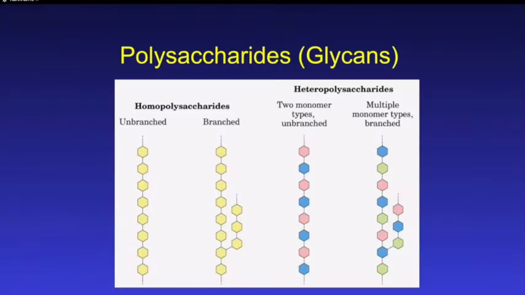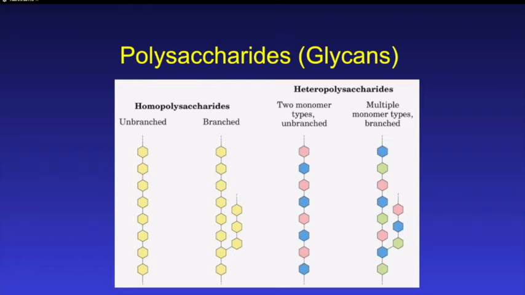Polysaccharides can be found in two forms. One is called homopolysaccharides, the other is heteropolysaccharides. As you can see, the homopolysaccharides would be a polymer of a single sugar, and we can have unbranched and branched. And then heteropolysaccharides are polymers that have repeating structures of sugars, and it can be branched or unbranched.